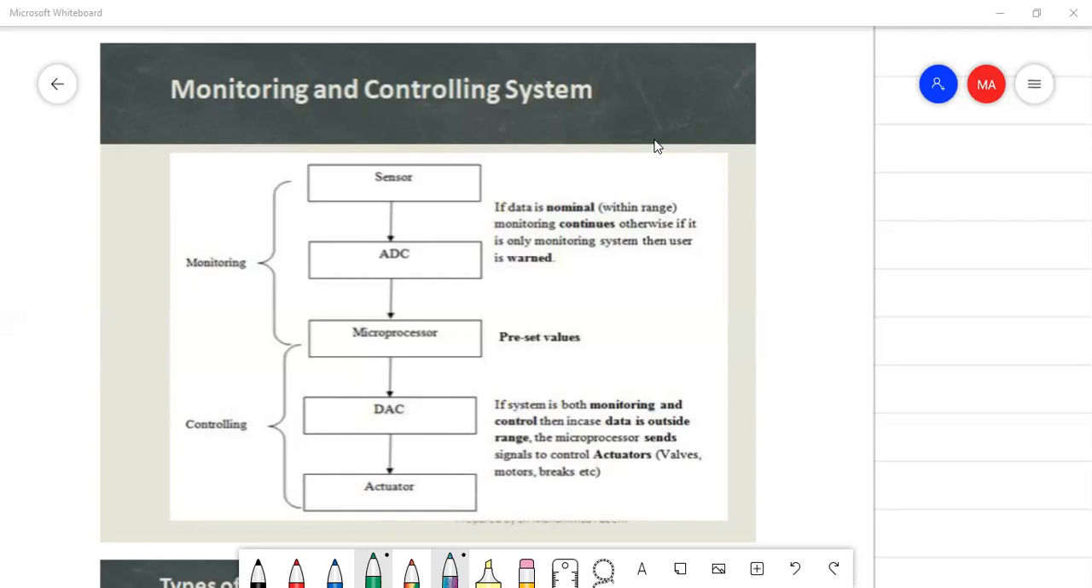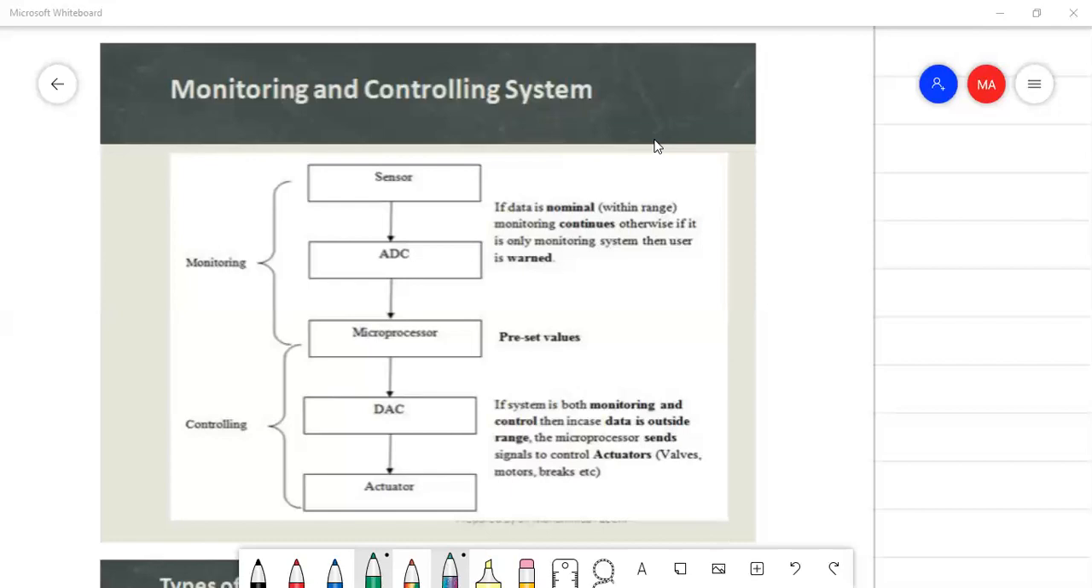What is the nominal range? Nominal range means an accepted range. If the value received through the sensor is within a specified range, it means it's a nominal range. And if the value received from the sensor is outside the range, then the sensor will generate an alarming signal.